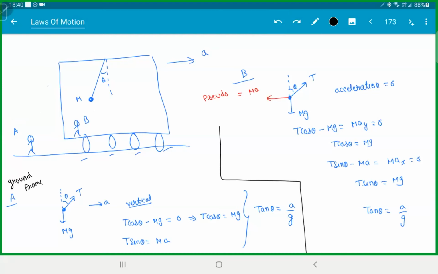I hope everyone is getting this. That's it. This is the main idea of pseudo force. If you know this thing, there's nothing much there. It is the standard stuff. FBD, forces, equation, solve. Check. Let's do one more.